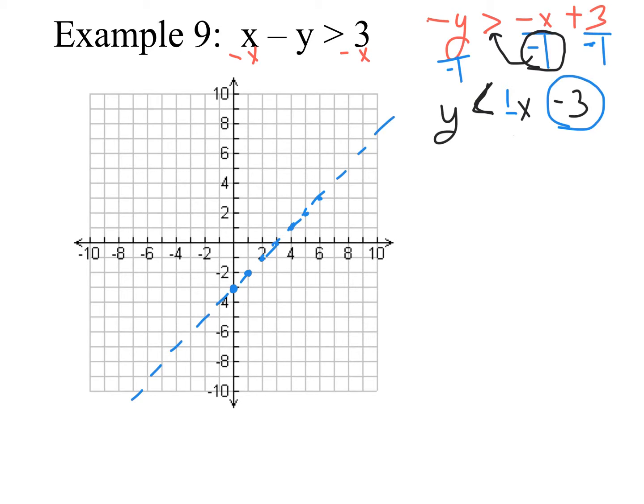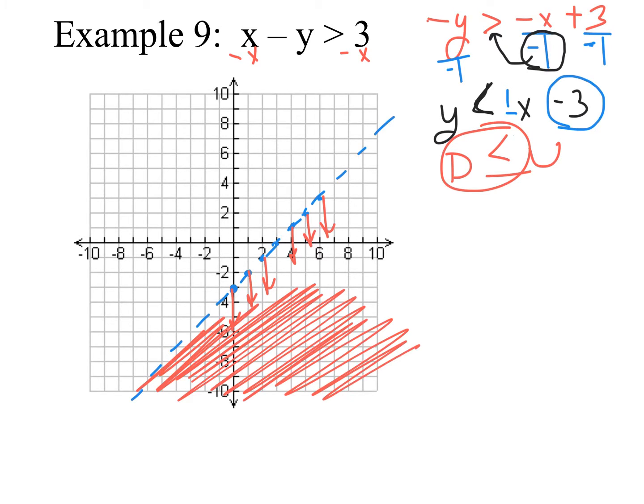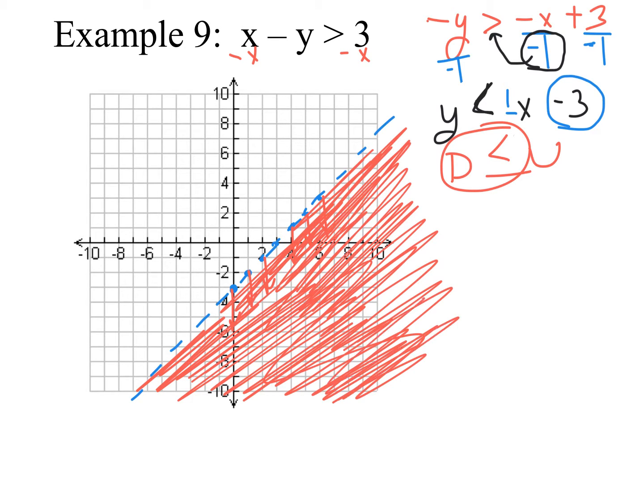Now, notice the arrow is pointing down. So we're on this side of the line. And that was the only tricky part about ones like this, is you have to be careful of dividing with a -1, because you do have to flip the symbol. Okay?